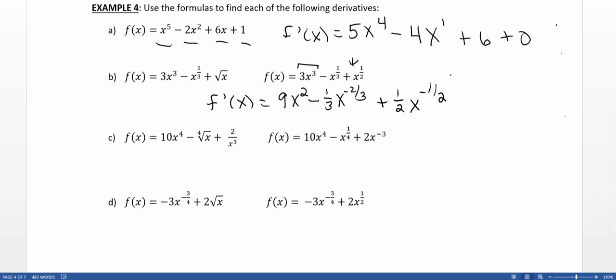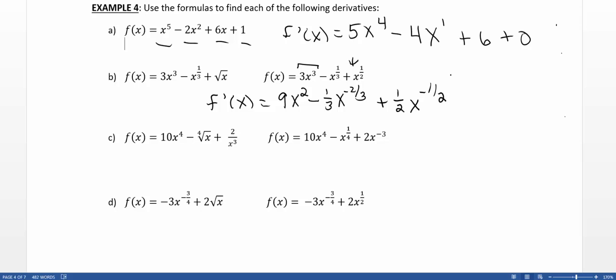For now, you don't really need to worry too much about simplifying. You only need to simplify if you're asked to simplify, or if you need to use your derivative to find something further. So for now, just keep practicing the rules and don't worry so much about algebraic simplification of your answer.